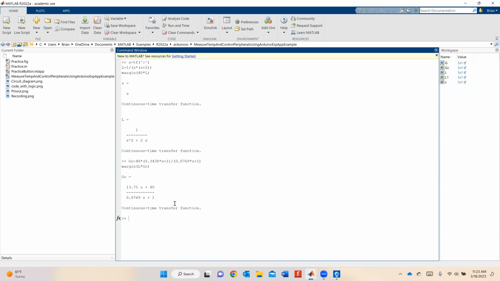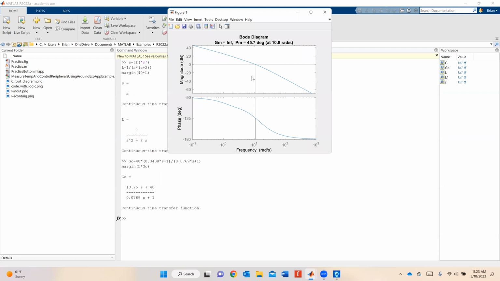And so the phase margin needs to be greater than or equal to 45 degrees. That's what we need to see here. So when we do the margin, notice that our phase margin is greater than 45 degrees. So we satisfied our requirements. Good job. Now that we got that, we're going to look at the next one.